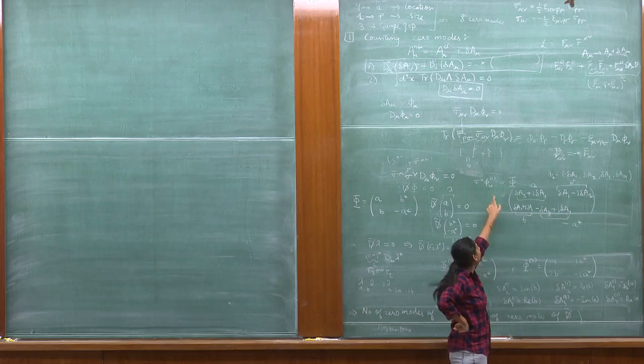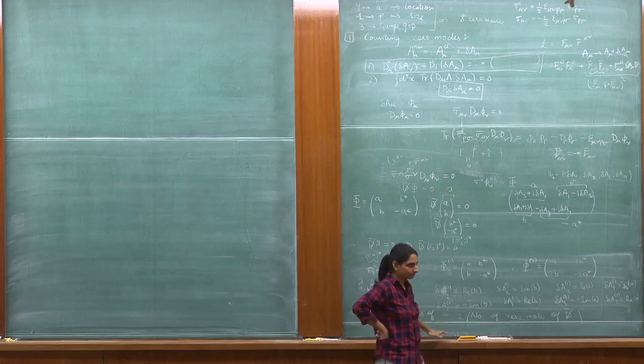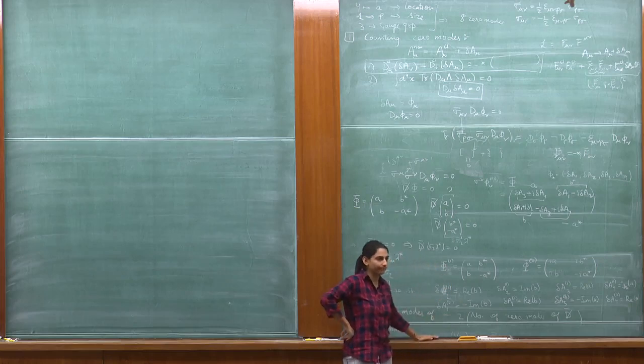This is not a matrix. The alpha beta indices of this matrix are not contracted, but the mu index is contracted. So it's a 4 cross 4 matrix.